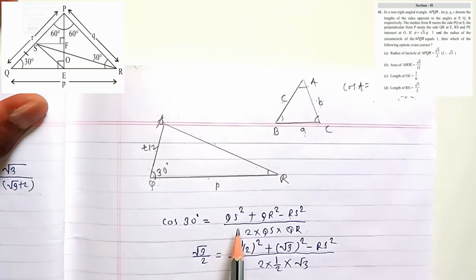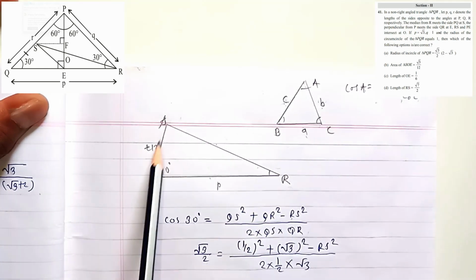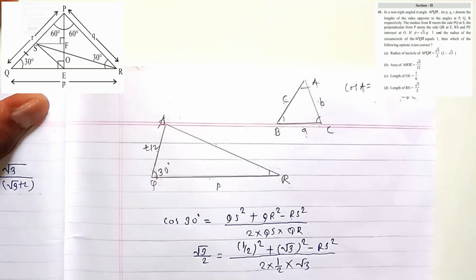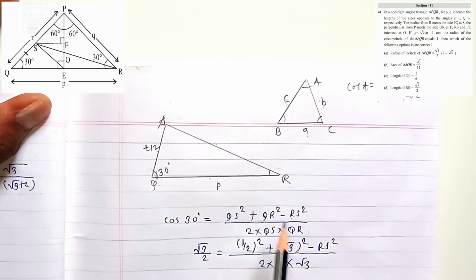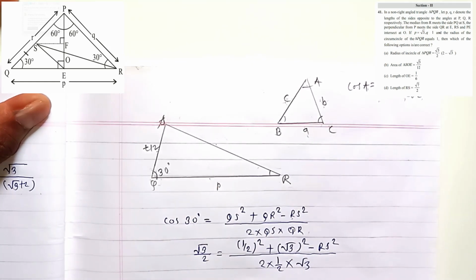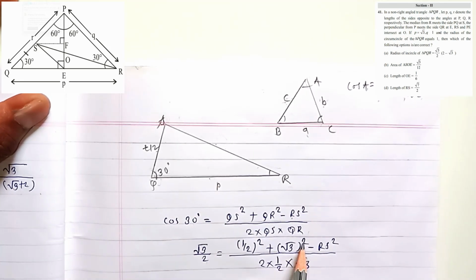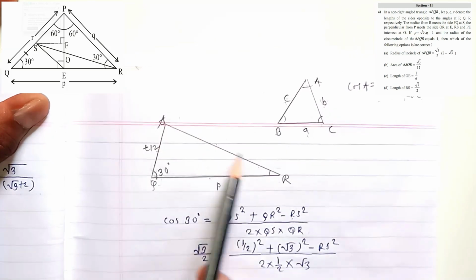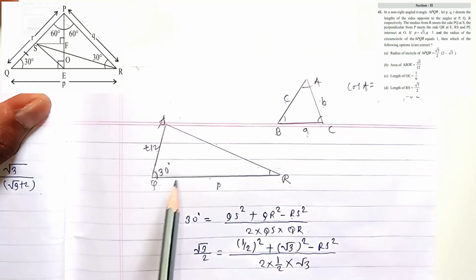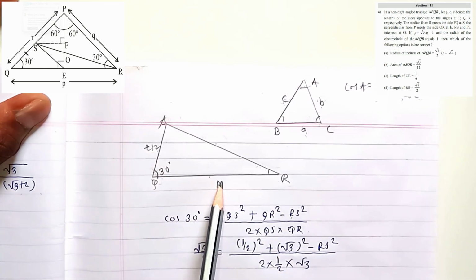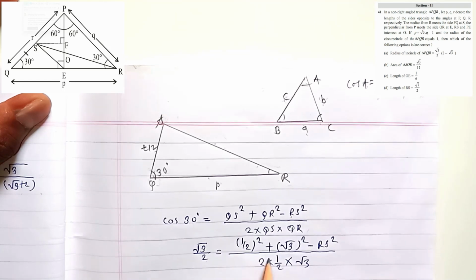QN square means R by 2, which is half side of our R. R by 2 means 1 by 2, so 1 by 2 square. QR, total QR we have here the value P, and P is root 3. Root 3 square minus RAS square, we don't know the value, so keep that as it is, upon 2 multiplied by 1 by 2 into root 3. 2 into 1 by 2 into root 3, the 2 gets cancelled, go for the calculation.